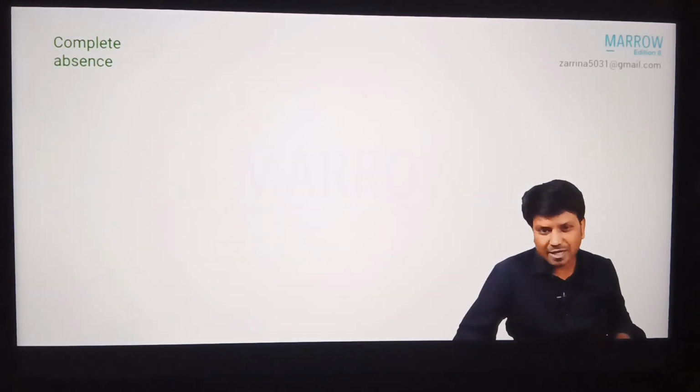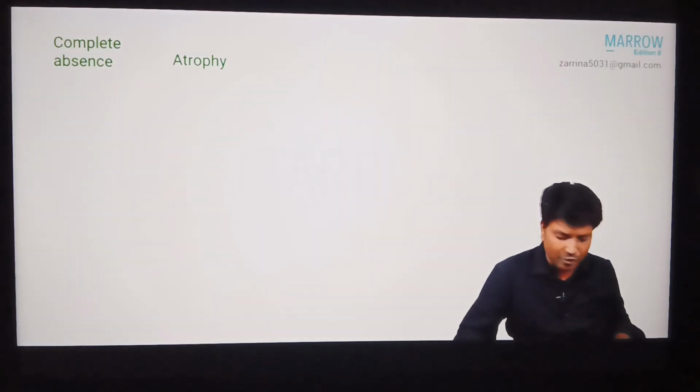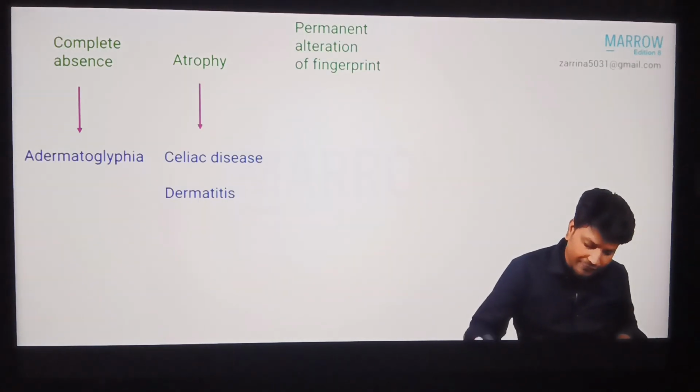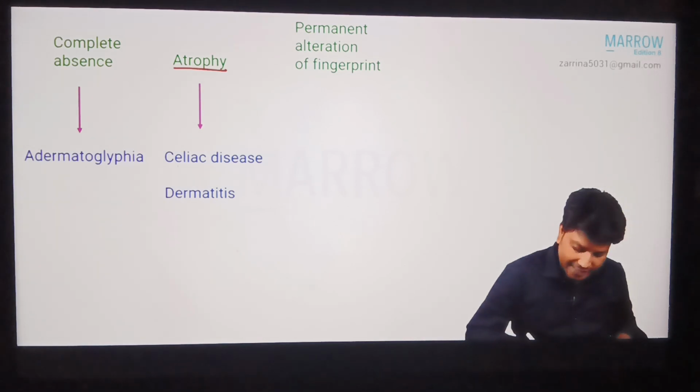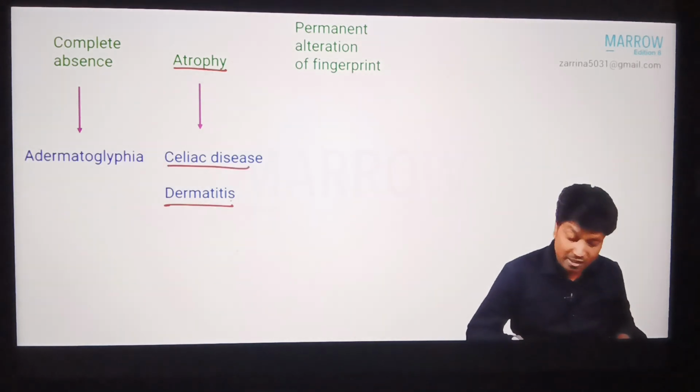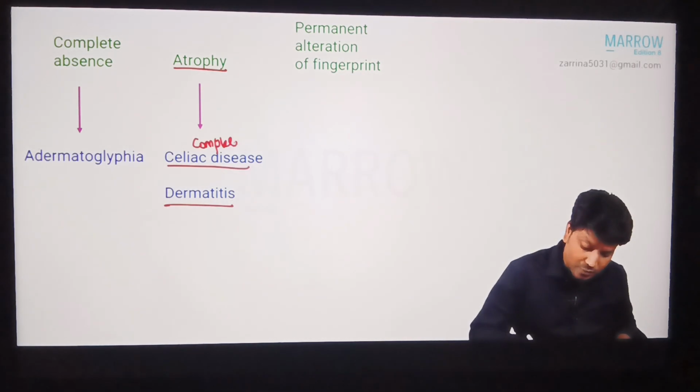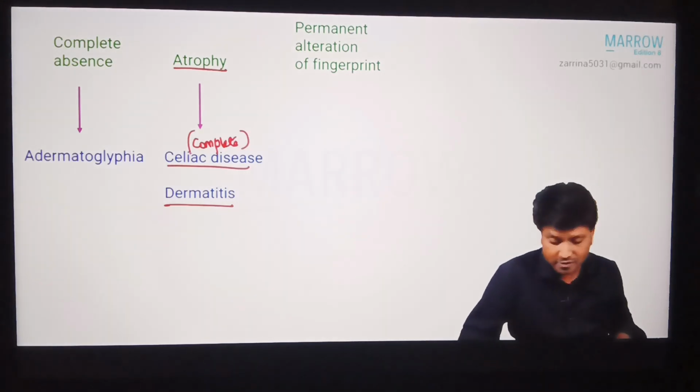There are a few conditions. There is variation of fingerprint. If there is complete absence, we call it adermatoglyphia. If there is atrophy: celiac disease, dermatitis. Celiac disease, there is complete atrophy, whereas dermatitis, there is only partial. You can remember C for celiac disease.